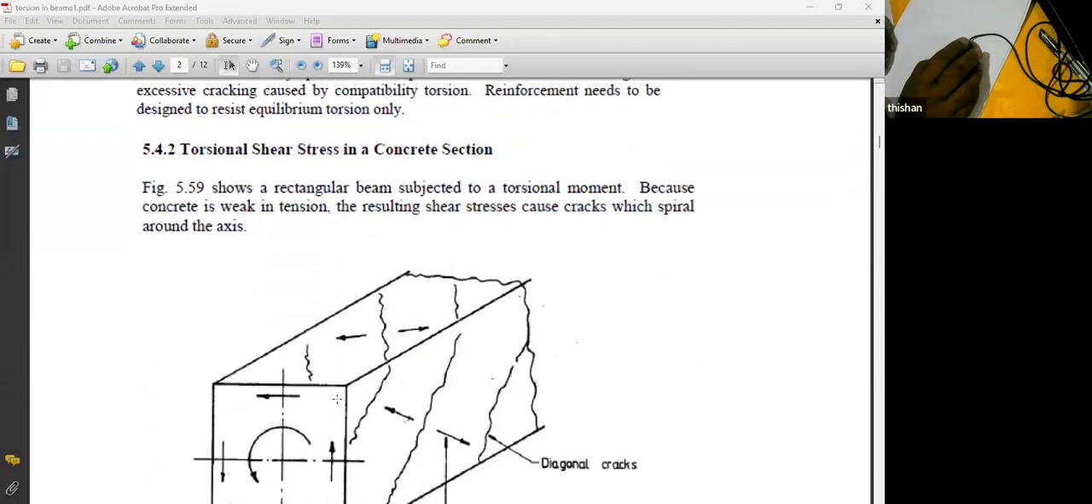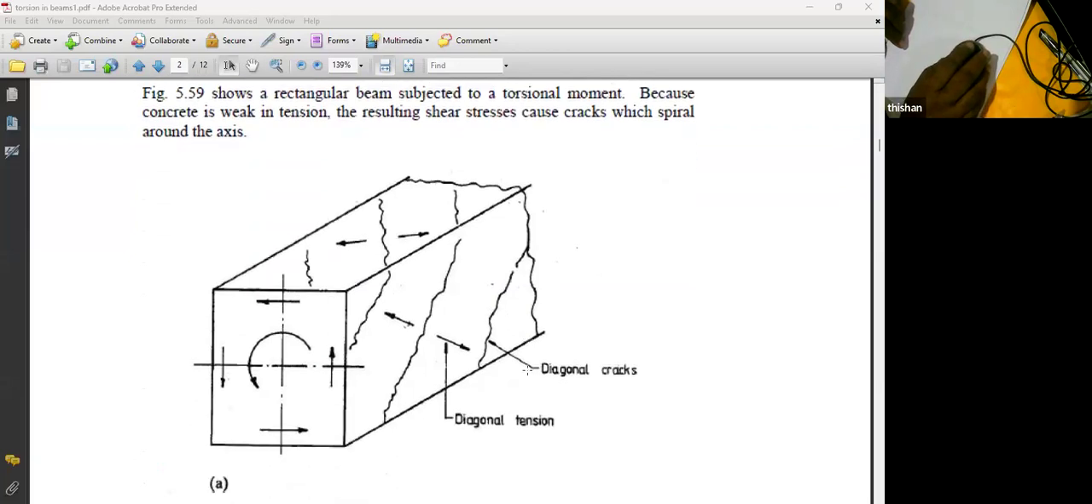So, what happens when you have torsion in a beam? It's twisting. I'm not sure whether you have broken a piece of chalk. You take a piece of chalk, it's a brittle material. Then you apply torsion to it. What happens? It cracks diagonally. So if it cracks diagonally, what shall we do?